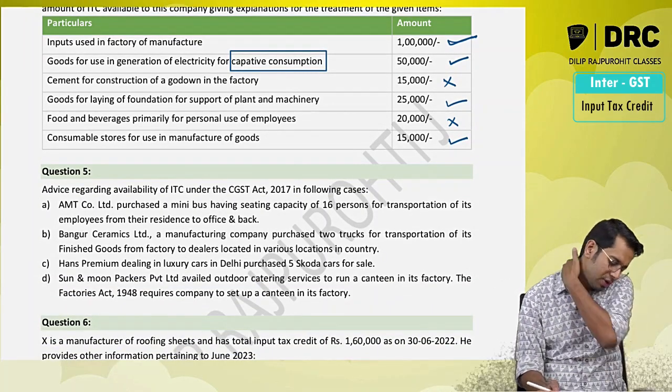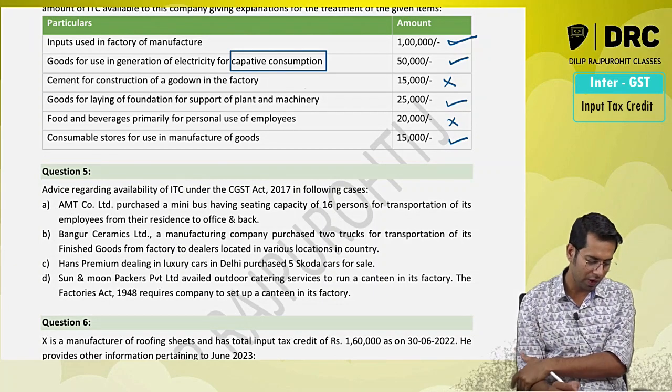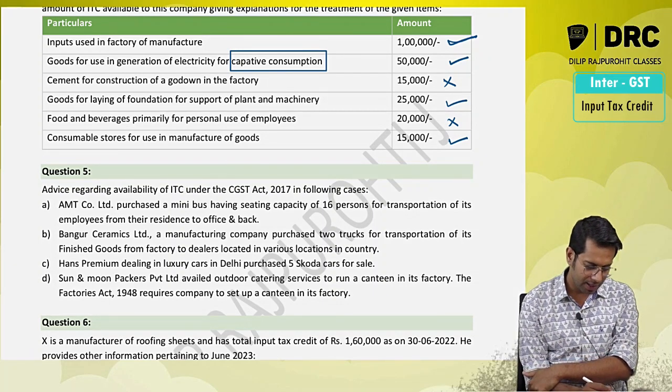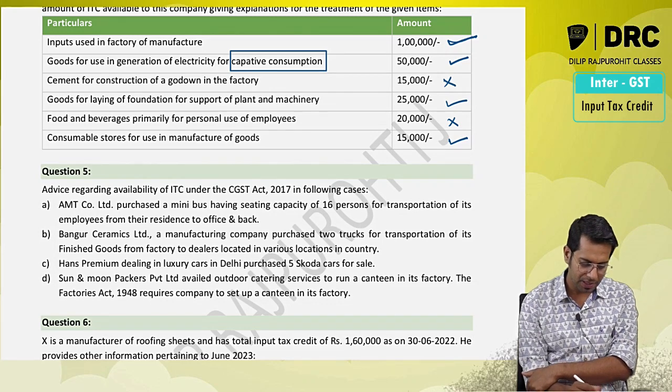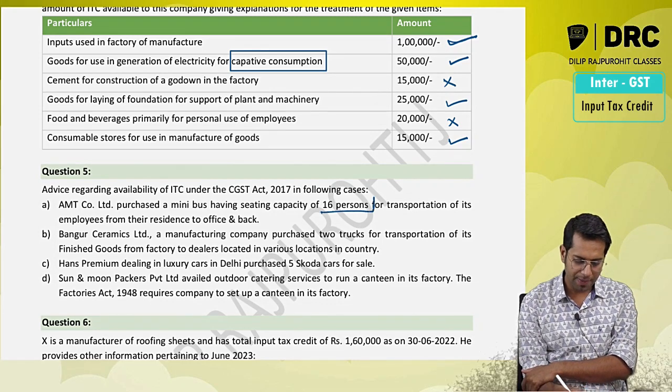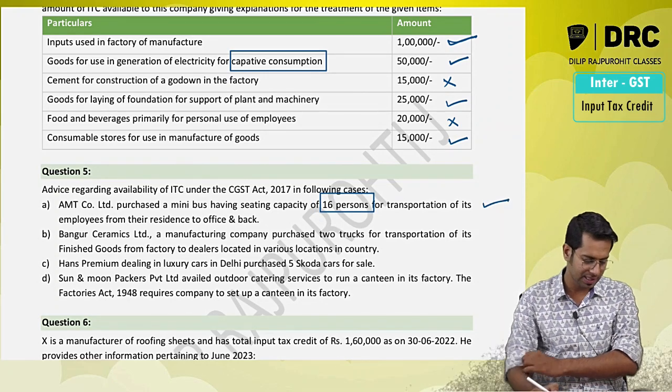Advice regarding the availability of input tax credit on the following. AMT Company Limited purchased a mini bus for transportation of their employees, having 16 seats. Can it take input tax credit? Answer is yes.